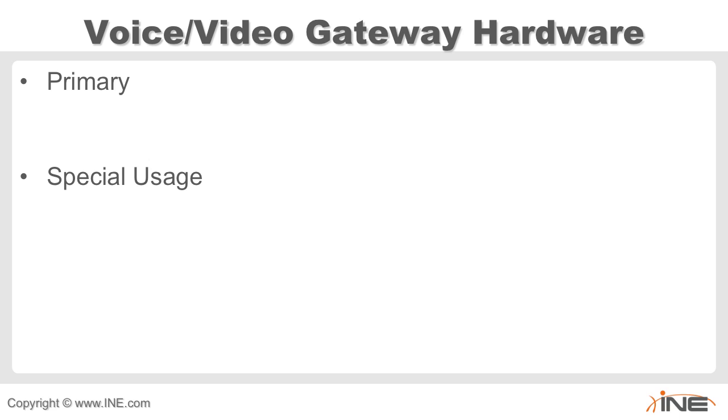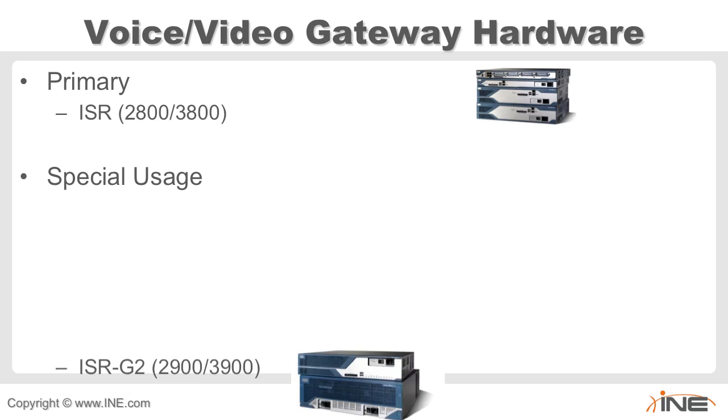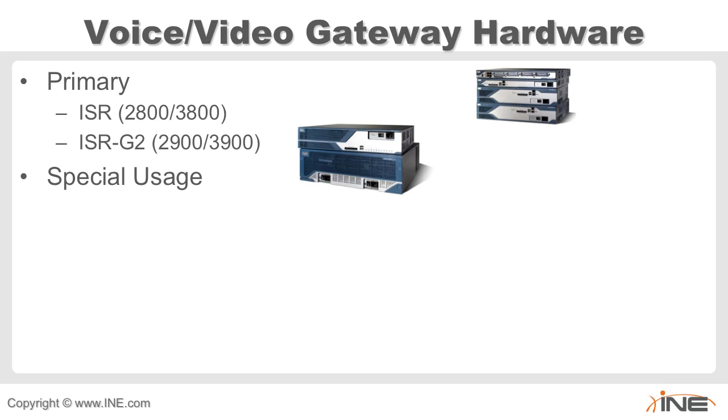So first of all, taking a look at voice and video gateway hardware, we're going to take a look at some primary and special usage type gateways. So primary, we have our good old faithful ISRs, or Integrated Services Routers. These are the 2800 and 3800 series of routers. And then the newer, although not really that new anymore, ISR G2s, or Integrated Service Router Generation 2. So these are the 2900 and 3900 series of routers.